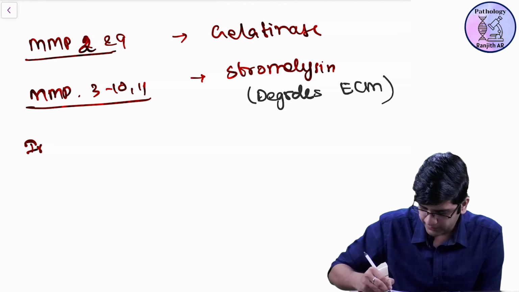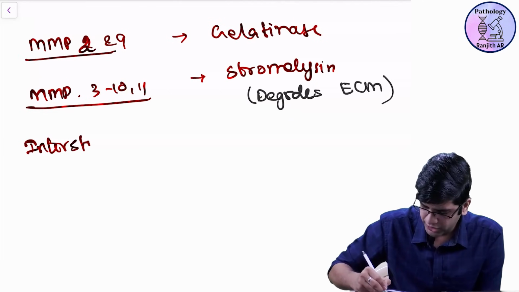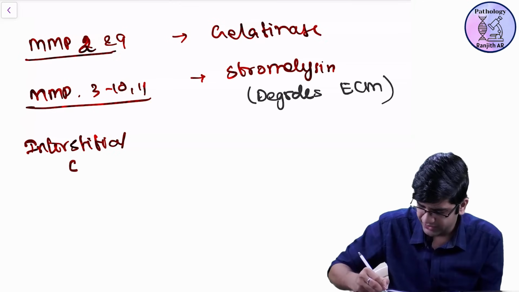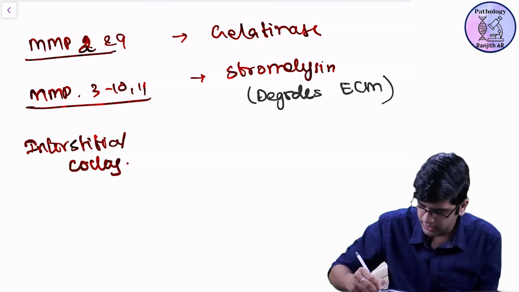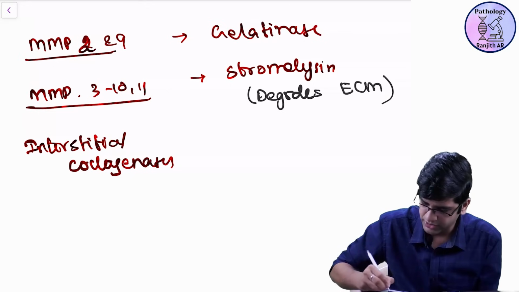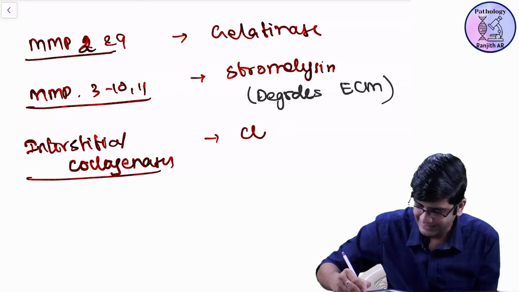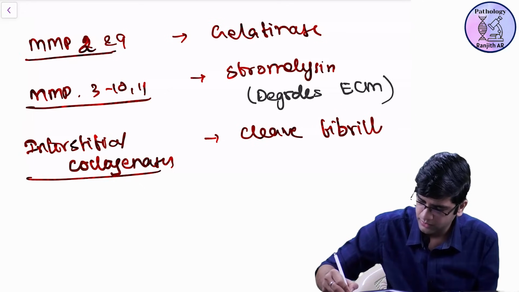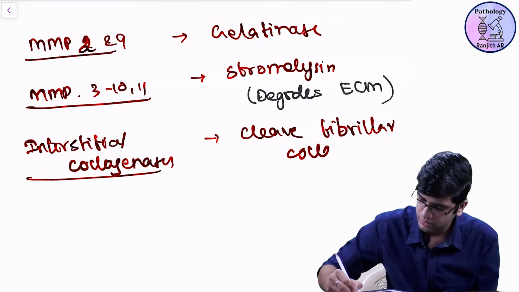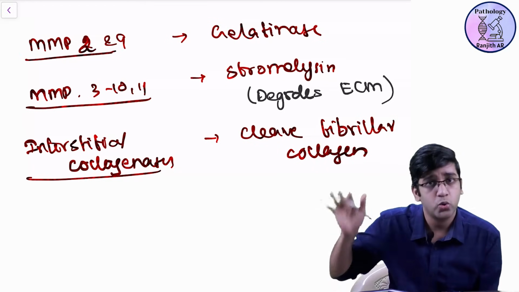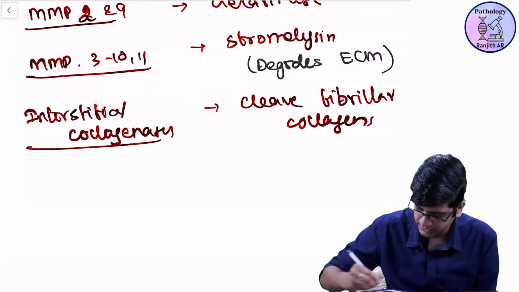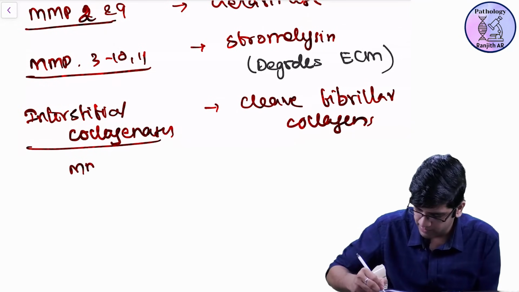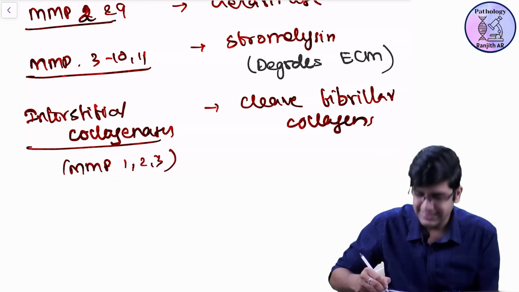And I also have interstitial collagenases. Okay, we'll also have interstitial collagenases. These cleave fibrillar collagens. See, these are also MMPs. Fibrillar collagen, these are my MMPs 1, 2 and 3. See, it's like an overlap.